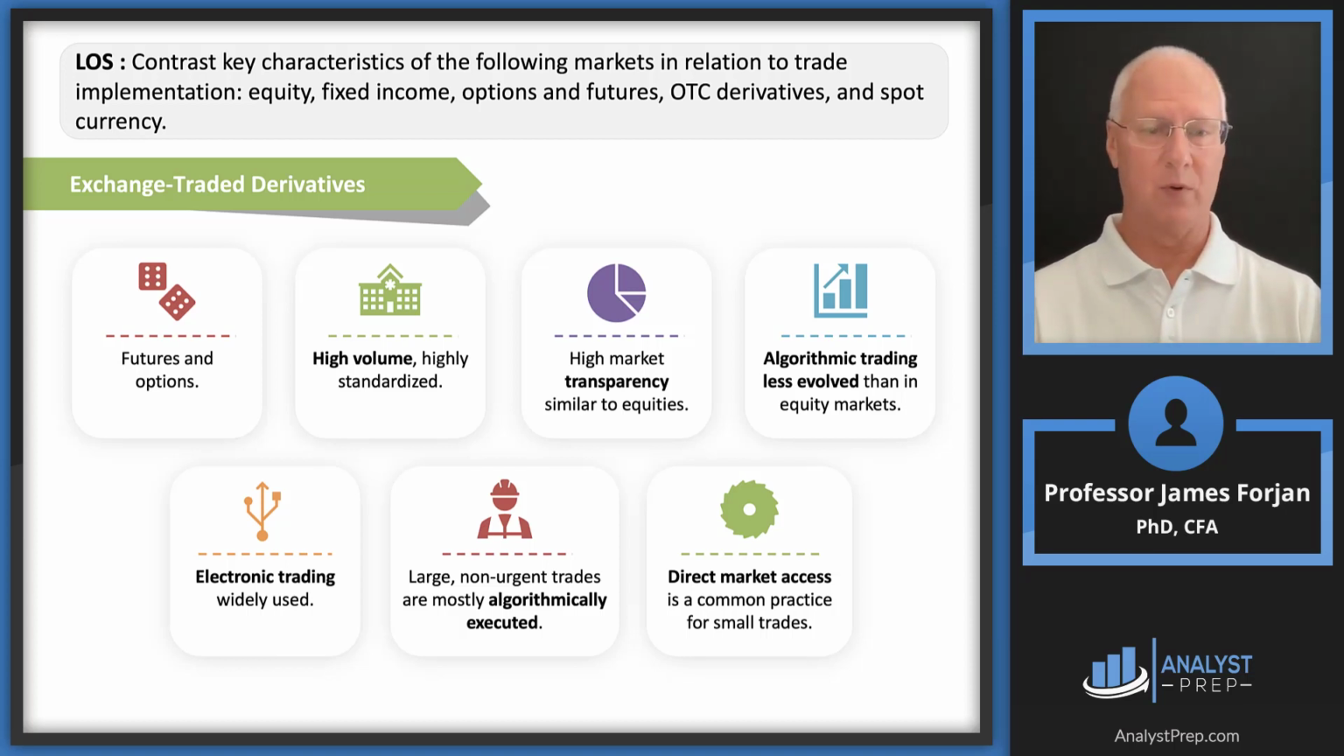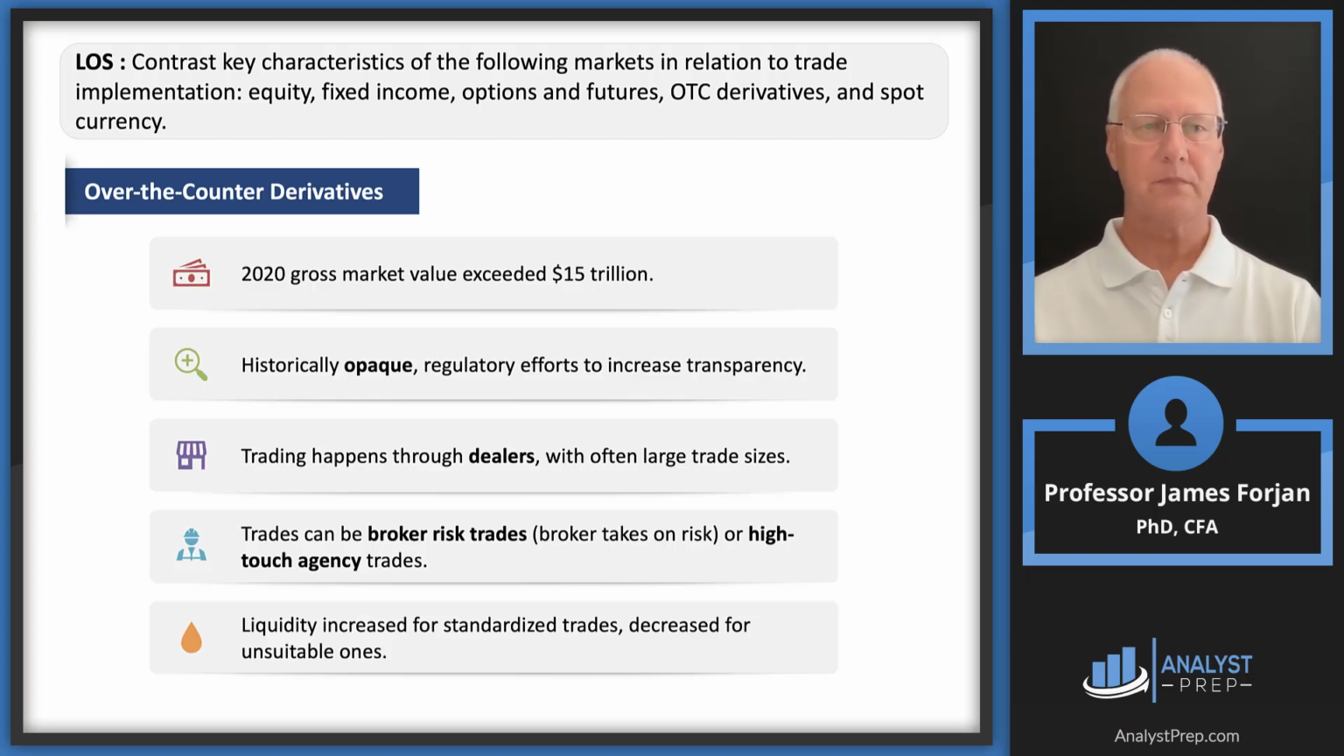Notice down the bottom left, we're going to use electronic trading almost all the time. We're going to have some algorithmic trading, some, but not as much as the equity market. So that sounds like a really good comment or statement to agree or disagree with. Large non-urgent trades are mostly algorithmically executed. So combine that top right one and that middle bottom one there about algorithms. DMA, that's a super common practice for small trades.